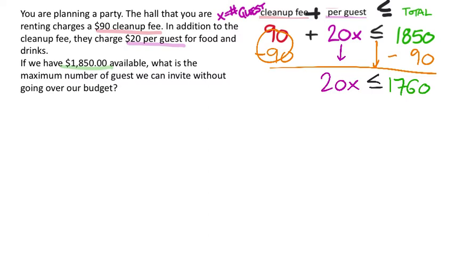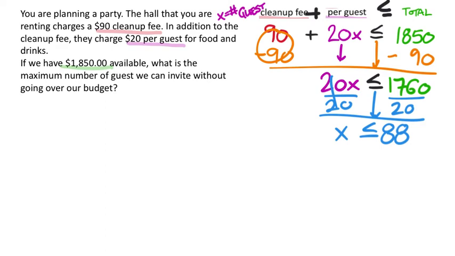Then we're going to divide both sides by 20. Now that's a positive 20, so that's not going to flip the inequality. It'll stay the same. I now have x, the number of guests, is less than or equal to 88. I think on the assignment, it'll just have a box where you type in 88, when it asks what is the maximum number of guests. But since I'm doing this by hand, I feel uncomfortable if I don't label it, so 88 guests.